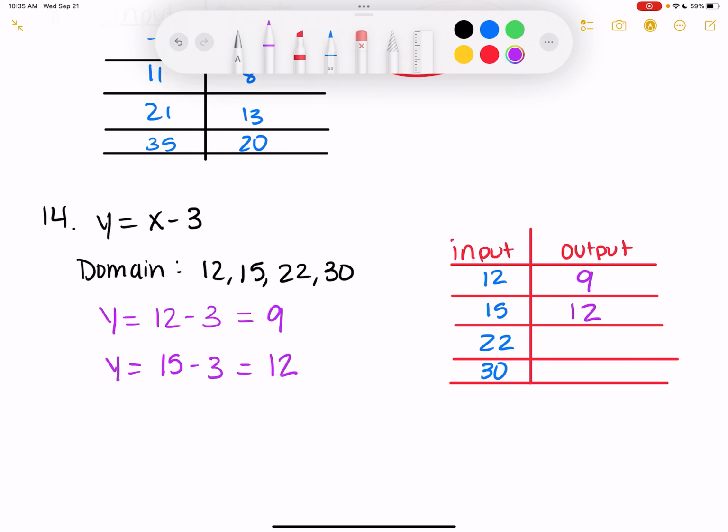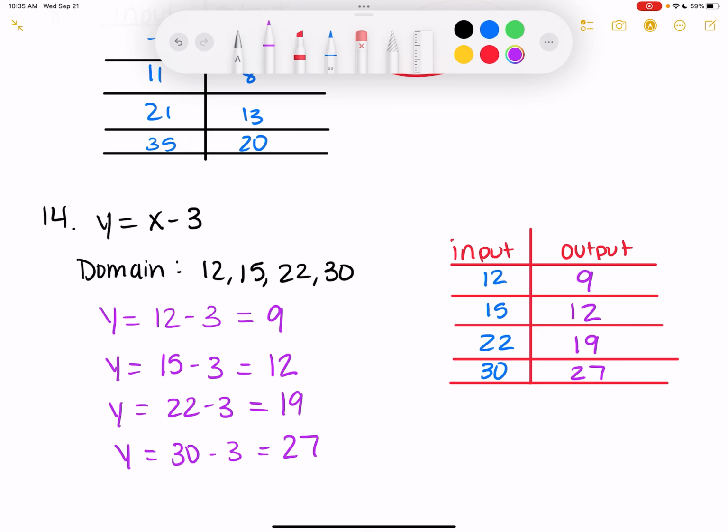Then let's do 22. So y equals 22 minus 3, which is what? 19. So we put that in the output column for 22. And then lastly, we do 30. Y equals 30 minus 3, which is what? 27. So the output column that goes with 30 is 27.